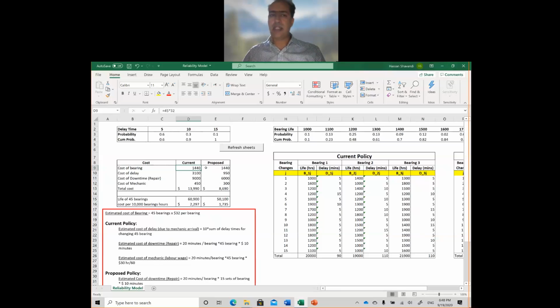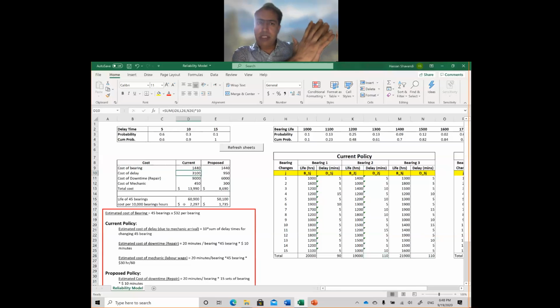Yeah, that's the same. So 45 times 32, the cost of each bearing will be the same between current and proposed policy, right? The cost of delay, as you see here, if you sum up the J26, L26, and N26, which are these numbers, J26 is the total delay time for bearing 1, and then L26 and N26. So if we add up these numbers, it will be the total delay time, right?